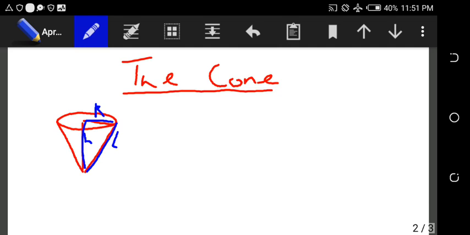Alright, so the volume of a cone is given by 1/3 of the volume of a cylinder. That's how you remember it. And the volume of a cone is given by 1/3 pi r squared h. Remember that pi r squared h is the volume of a cylinder. So the volume of a cone is 1/3 of the volume of a cylinder. So that's 1/3 pi r squared h. That would be easy for you to remember.